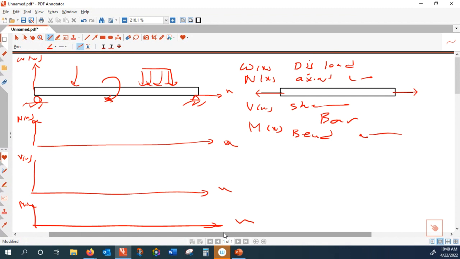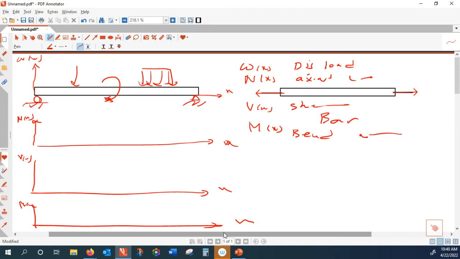The concept of the zone is whenever the load has a discontinuity, right? If I have a distributed load all over the beam, there is no discontinuity. But in this case, how many discontinuities are here? There is one discontinuity here, one discontinuity of the moment here, one discontinuity of the distributed load here, one here.